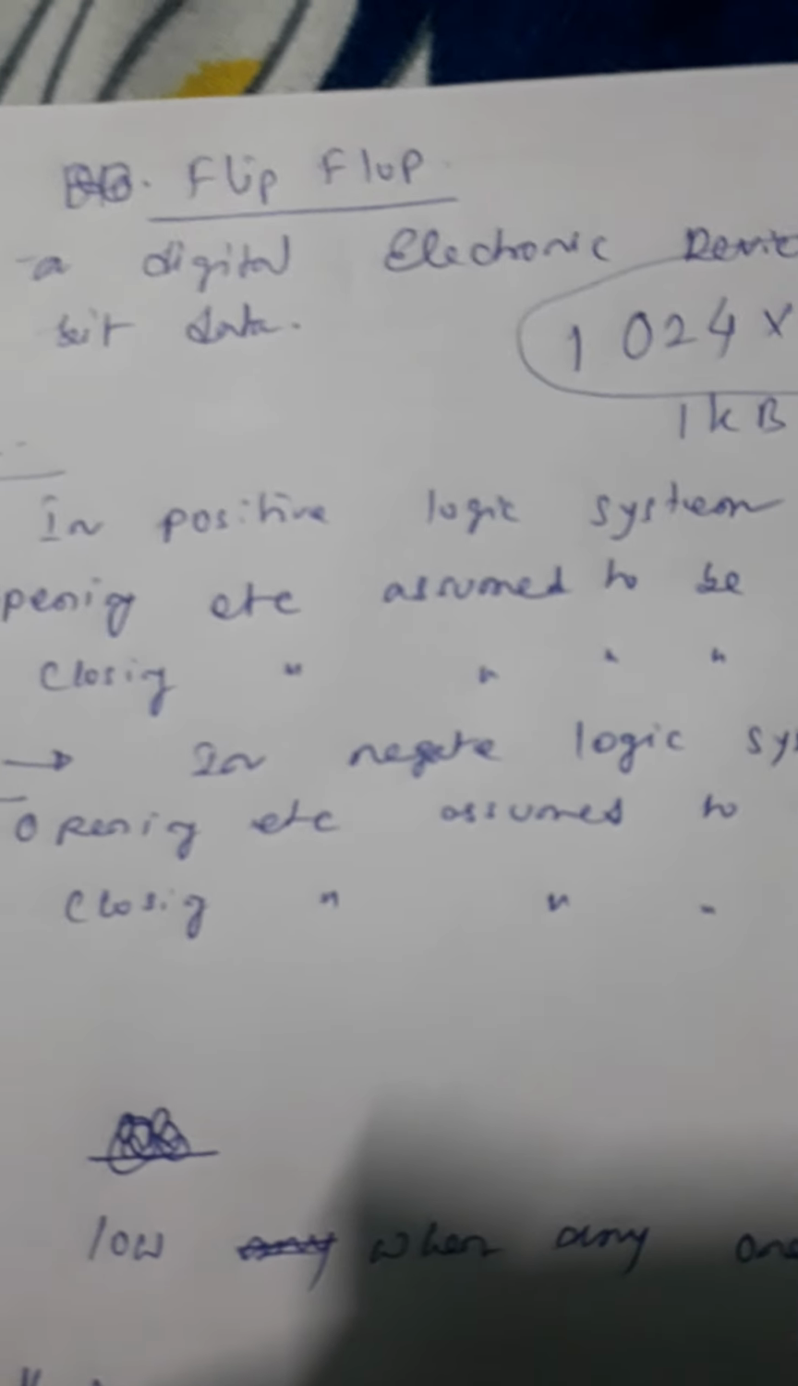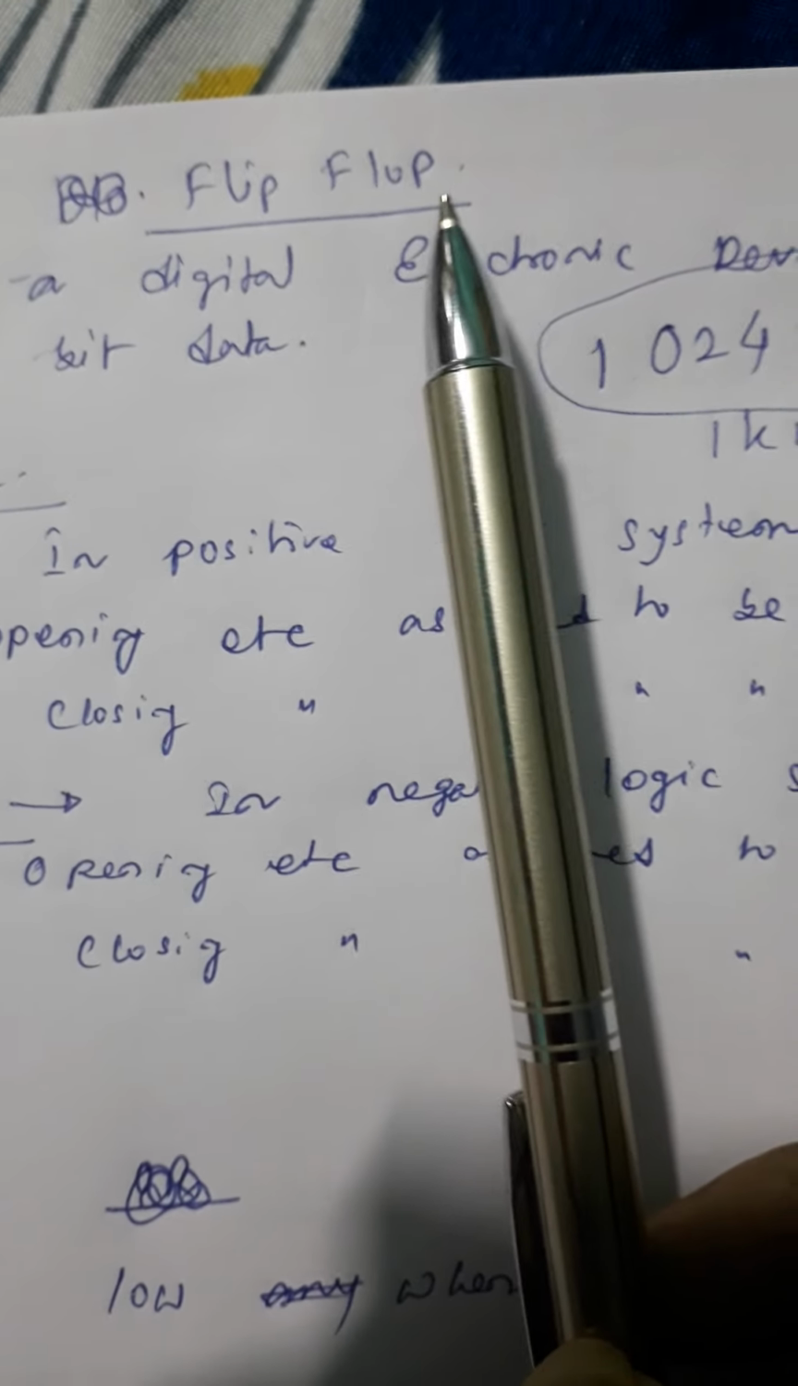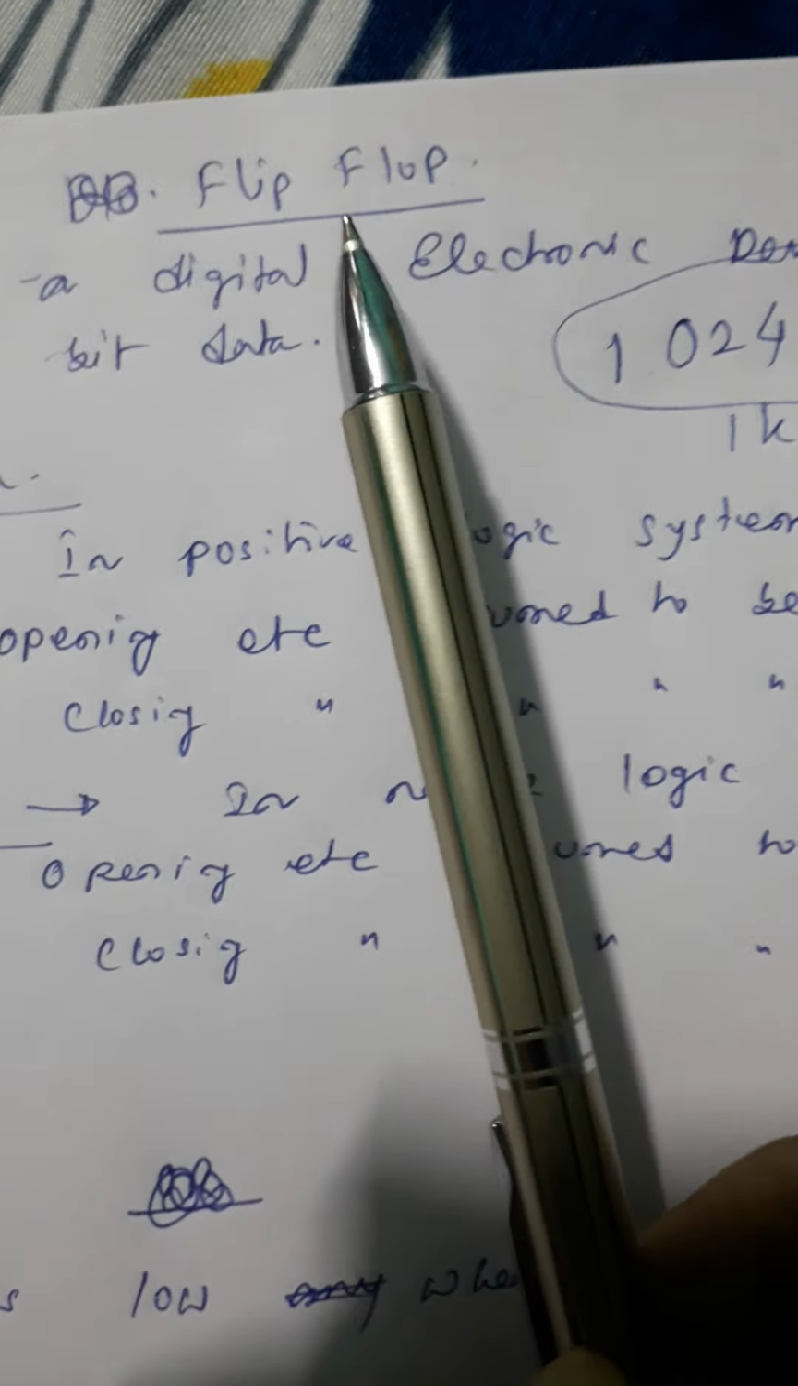Students, today we are starting with flip-flop. Now what is a flip-flop? What is the definition of flip-flop? See, flip-flop is a digital electronic device which can store a single bit of data, right? So one flip-flop can store one bit.